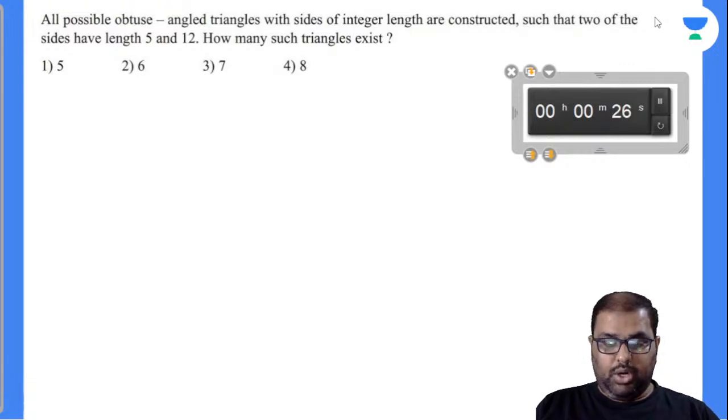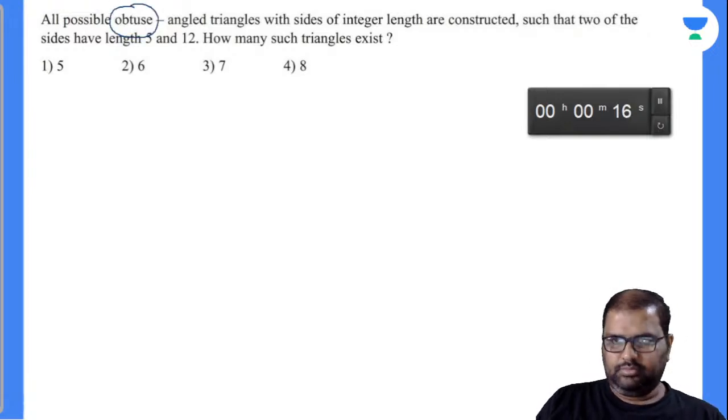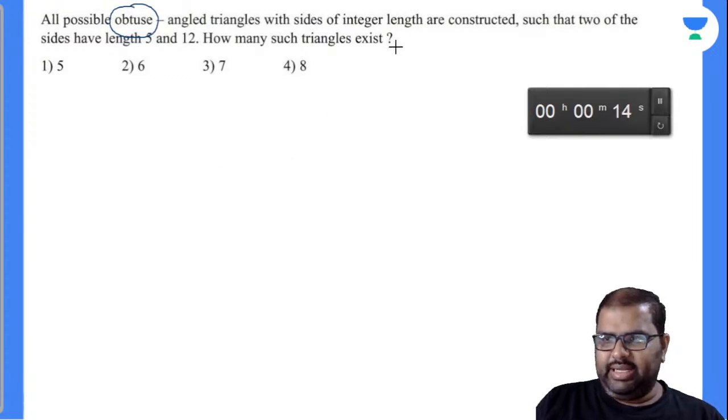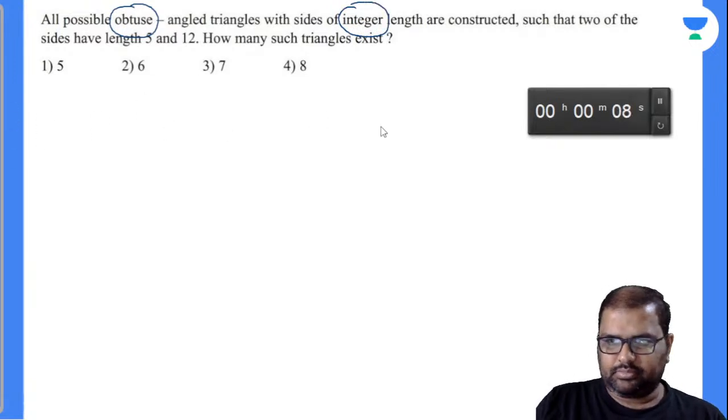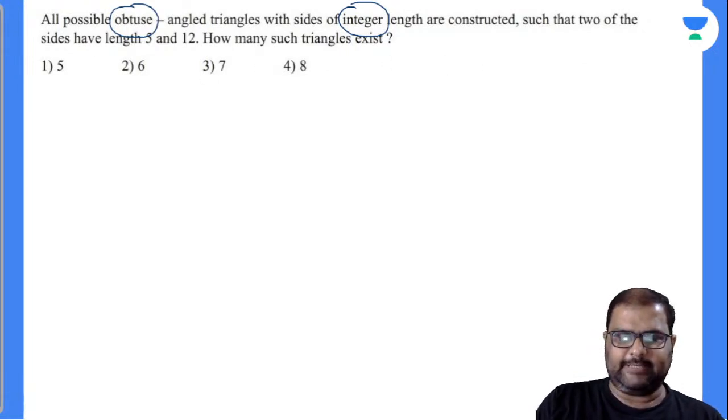All possible obtuse angled triangles. The point here is obtuse angled triangles with sides of integer lengths. So there must be no point values, no fractions, or constructed such that two of the sides have lengths 5 and 12. How many such triangles exist is the question asked.